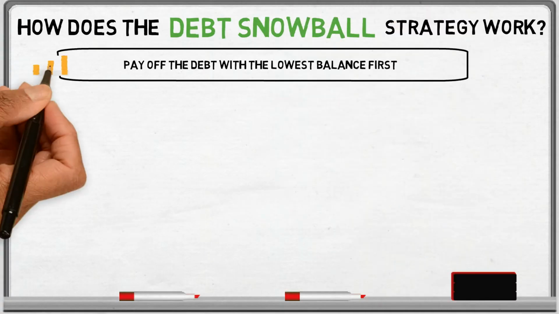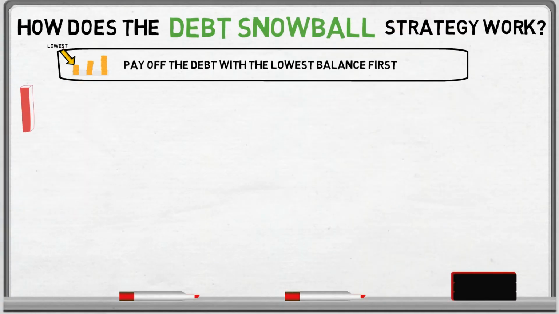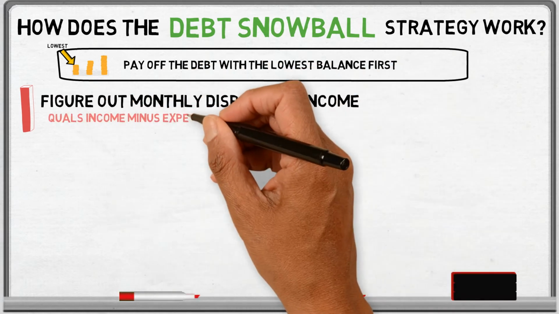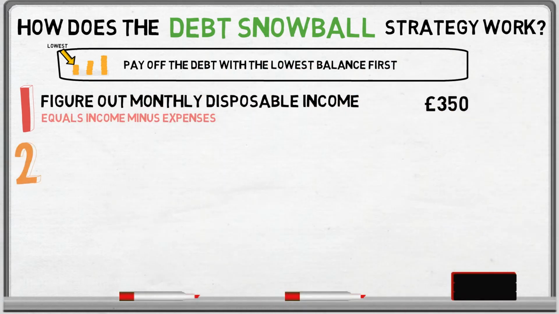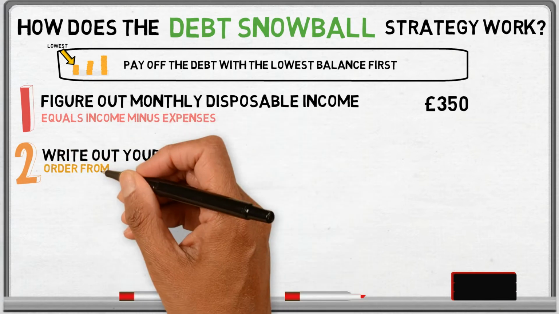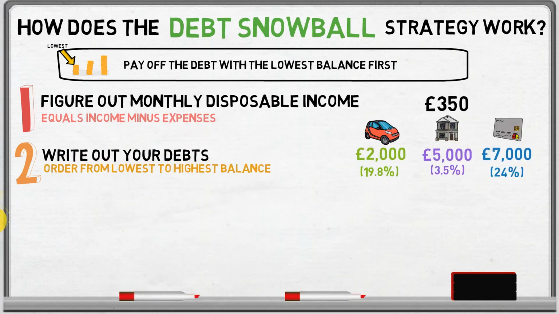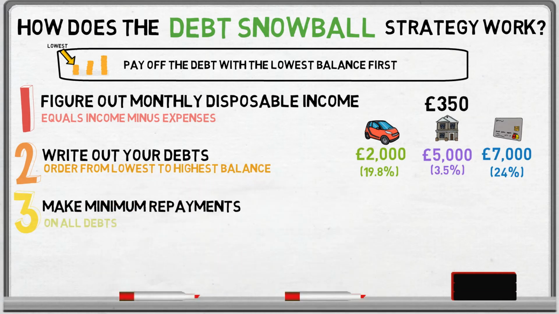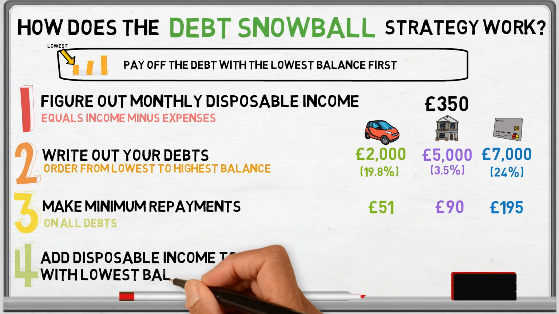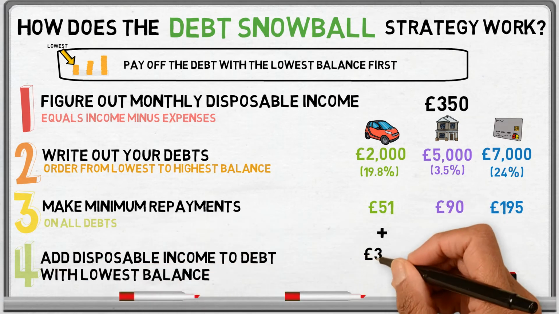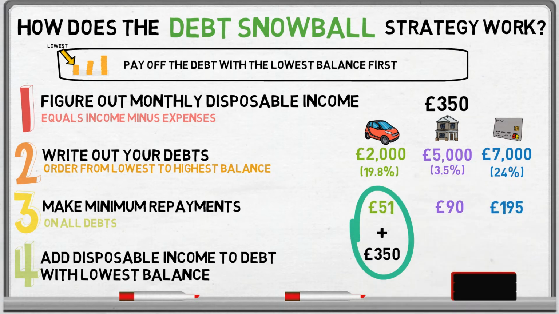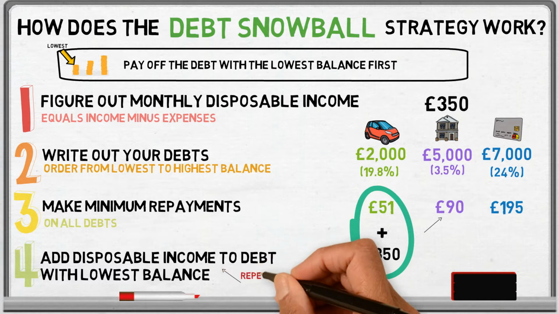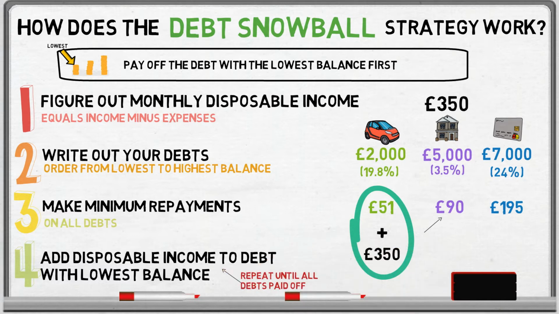Like the Debt Avalanche strategy, step 1 of the Debt Snowball strategy is also to figure out your monthly disposable income. However, at step 2, write out your debts, but order them from the smallest balance to the largest. Next, step 3, don't forget to make minimum repayments on all debts. And lastly, step 4, use your disposable income to overpay the smallest debt each month. Once the first debt is paid off, move on to the smallest debt remaining. Remember to roll the funds over and don't start spending it elsewhere, and avoid racking up more debt. The focus is to pay off the debt you already have.